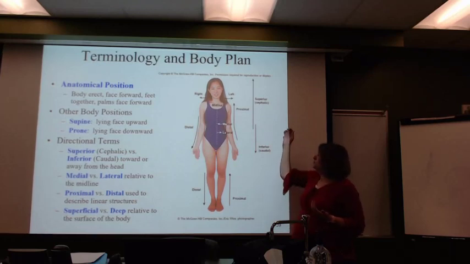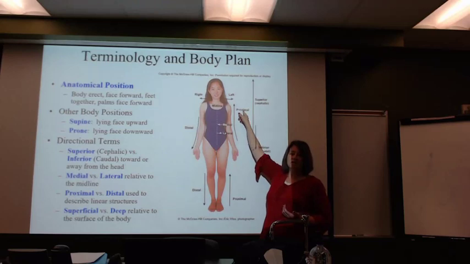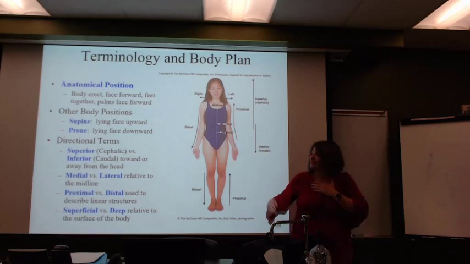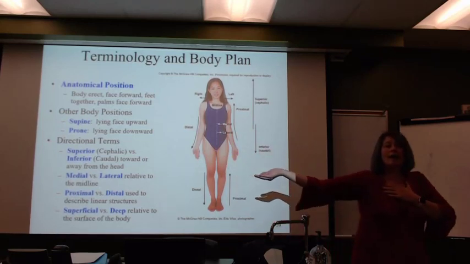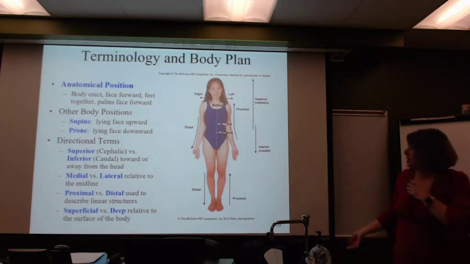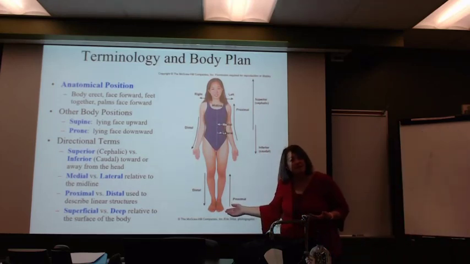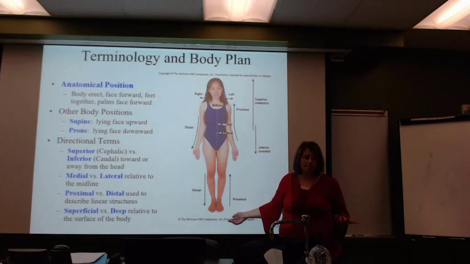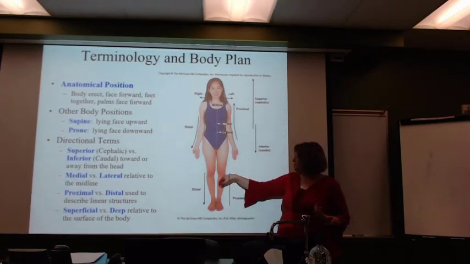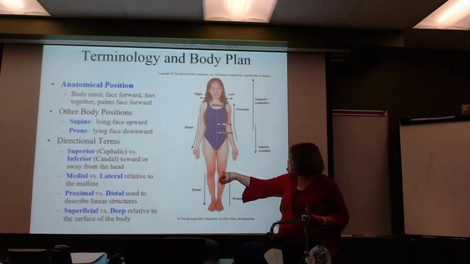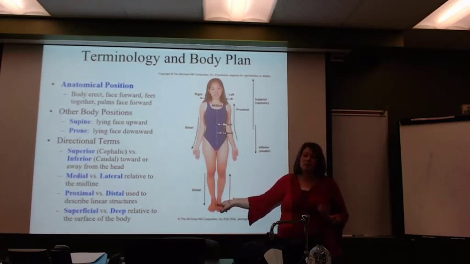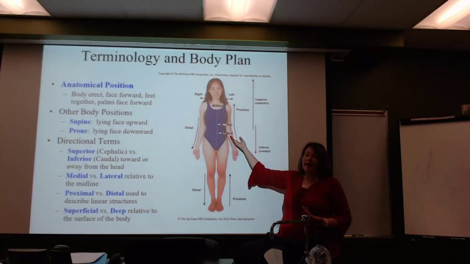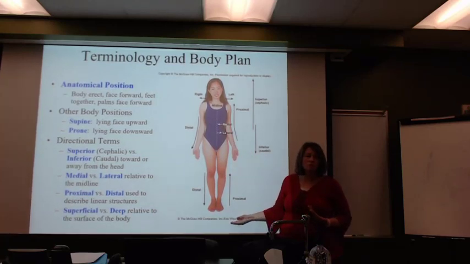We have our proximal direction. Proximal means closer to the torso. Distal, further away from the torso. This applies to all limbs of the body. For example, if we look at the knee, okay, the knee is proximal to the ankle, okay, but if we compare it to another part of the body, it might be distal. Does that make sense?